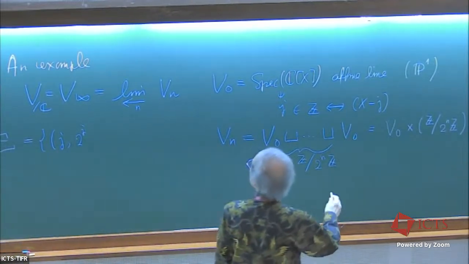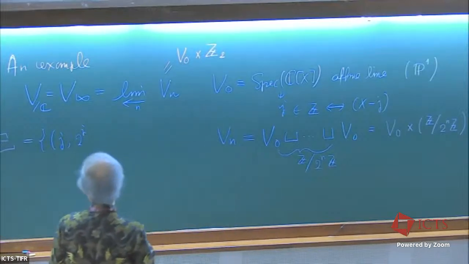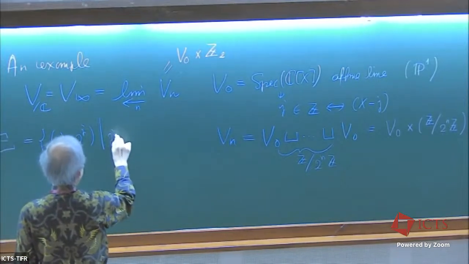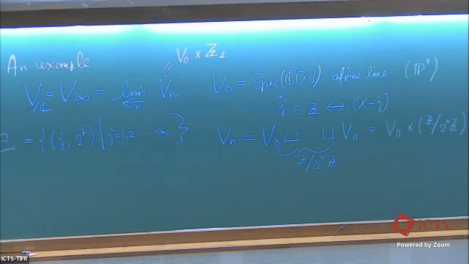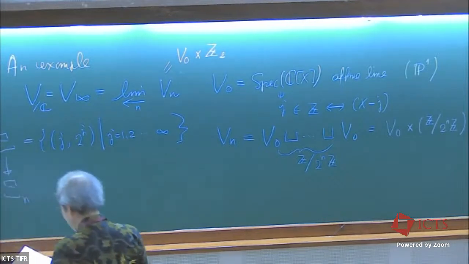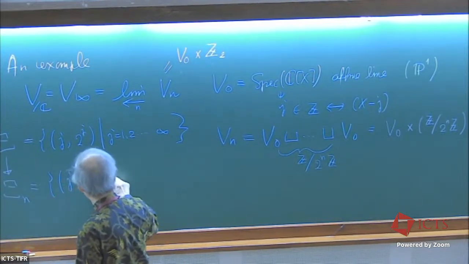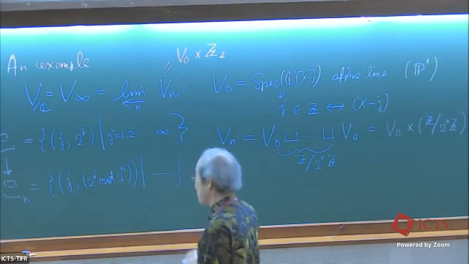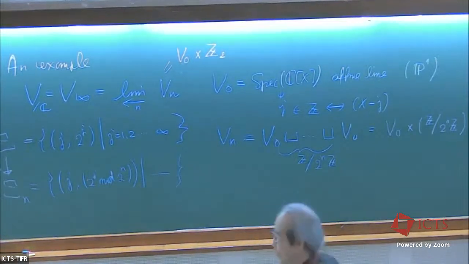So V_∞ is V_0 times Z_2. The point here, you have j here, you have two power there, and j is 1, 2, up to infinity, all positive integers, I should say. Then this projects down to Ψ_n, that is, of course, (j, 2^j modulo 2^n), right? And it's the same. And this is an isomorphism because the j separate everything. This projection is an isomorphism. Very nice situation.